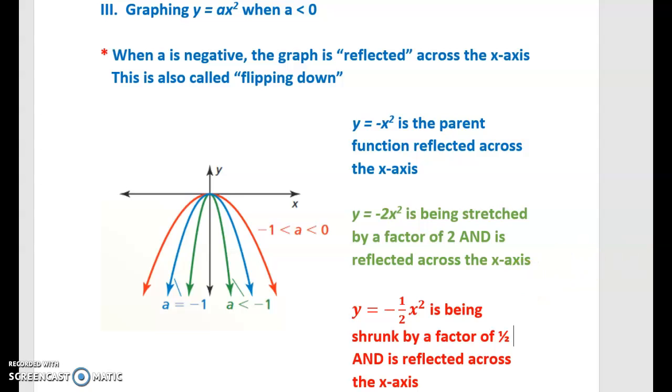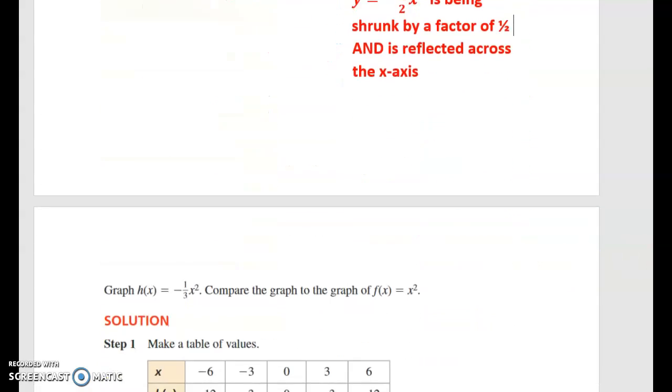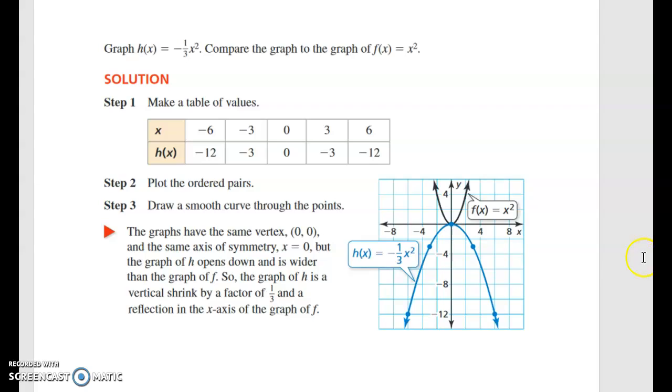Okay, I'm going to go ahead and move on to my last thing here before I finish up this video. So in this particular example, we're graphing h of x is equal to negative 1/3 x squared. So I know the negative is going to move it down or flip it down, or like they like to say, we reflect it across the x-axis. So we do the same thing, and it does get a little tricky sometimes with fractions, but if you're careful, you can put in values.